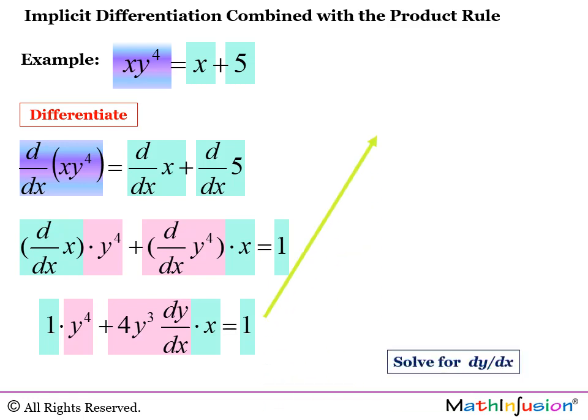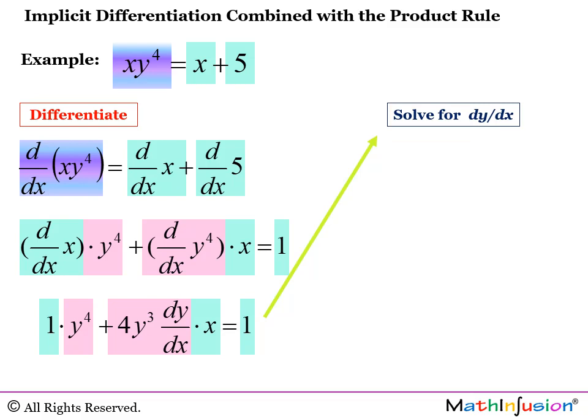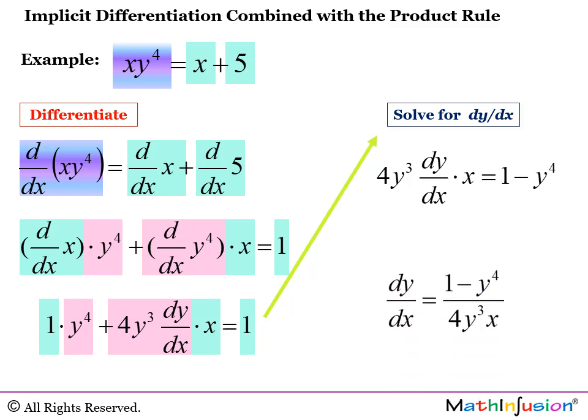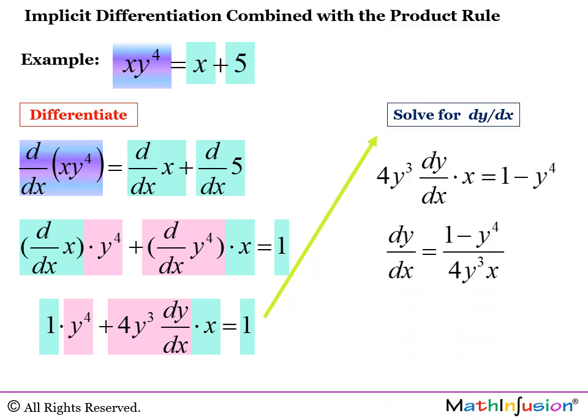Now we need to solve for dy/dx. On one side of the equation, we are leaving the dy/dx and everything that is multiplying that. And on the other side of the equation, we put all the rest, so it's 1 minus y to the power of 4. And now we just have to divide both sides by 4y cubed times x, and we get our answer.